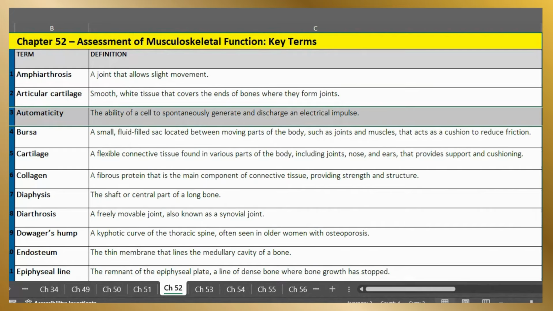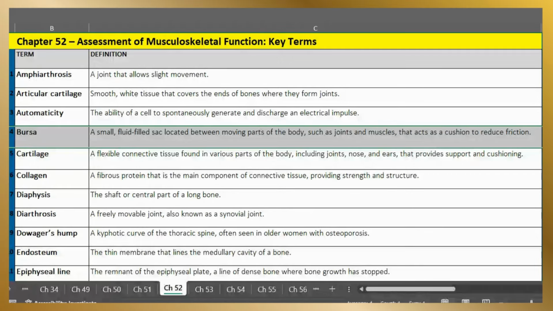Next, automaticity. It's the ability of muscle cells to contract without neural input. Auto means self. Muscles act on their own. Bursa, it's a fluid-filled sac that reduces friction in joints. Bursa is like a cushion, like a purse that softens pressure.